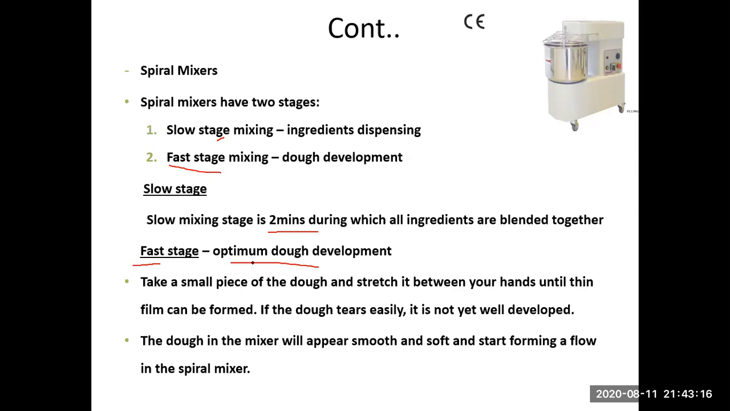And in our last class, I also already mentioned what happened in the fastest mixing. In that case, at optimum dough development, we take a small piece of dough, and this small piece will stretch in all portions. If it does not tear, then it is developed properly, and you can remove the dough from the machine. It's called the optimum dough development.